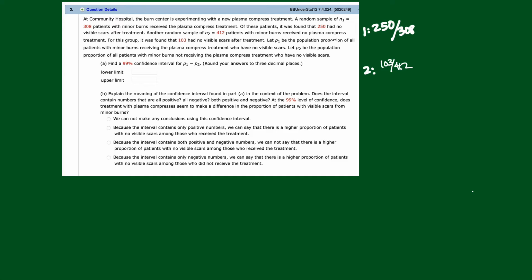So this is going to be P1. This will be our P2. Now, find a 99% confidence interval for P1 minus P2. All right, so we know what to do here.